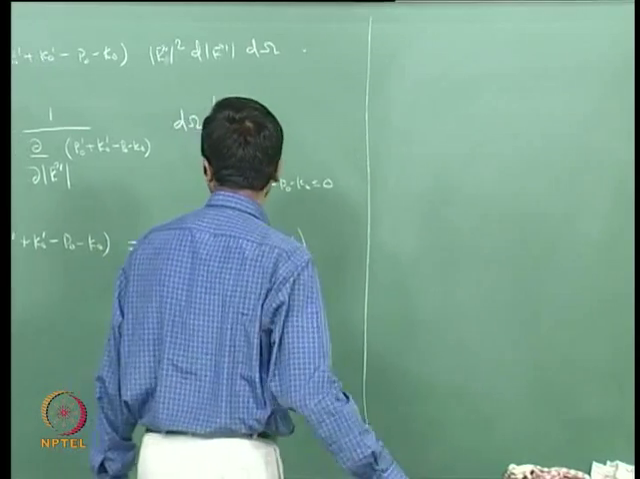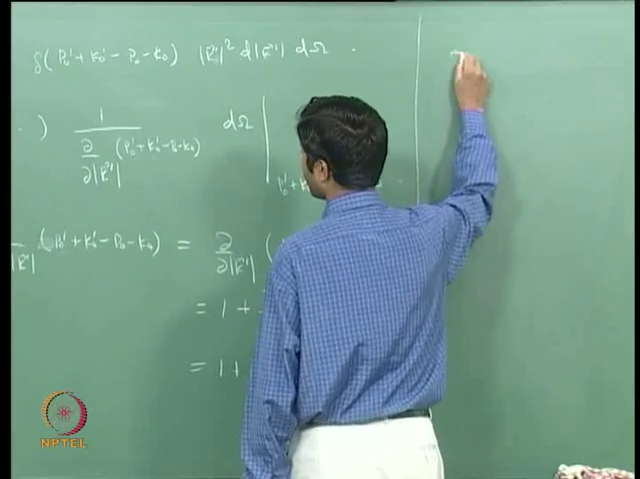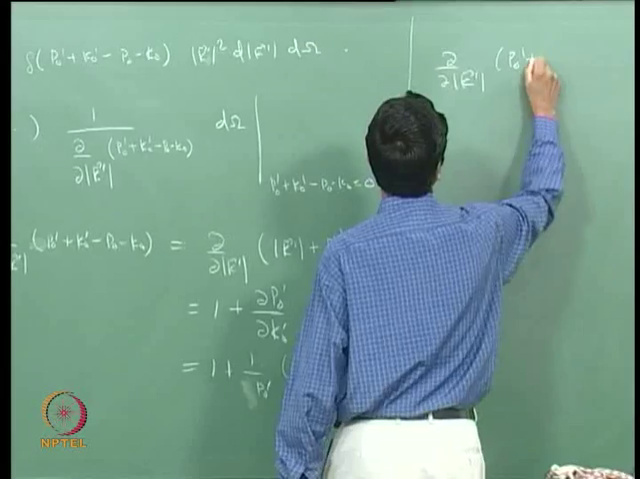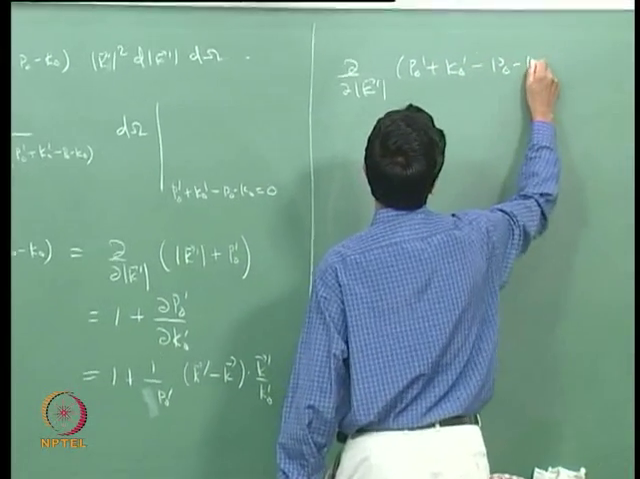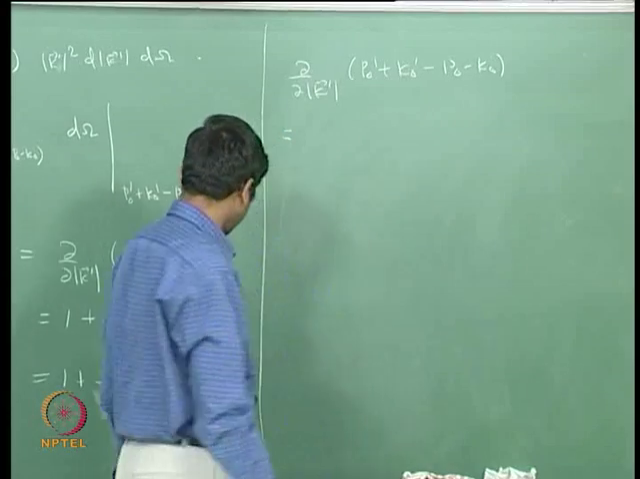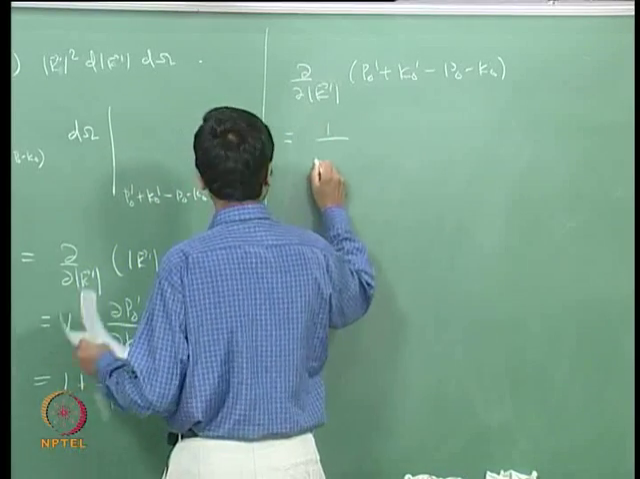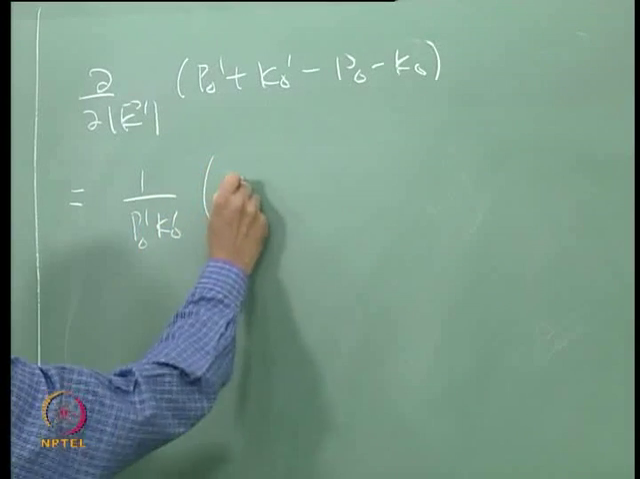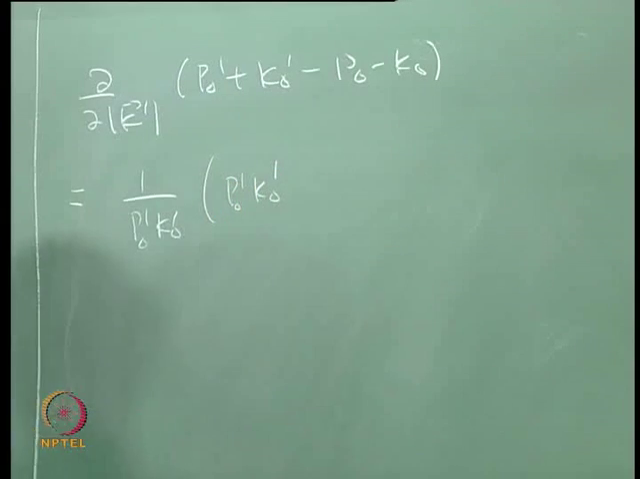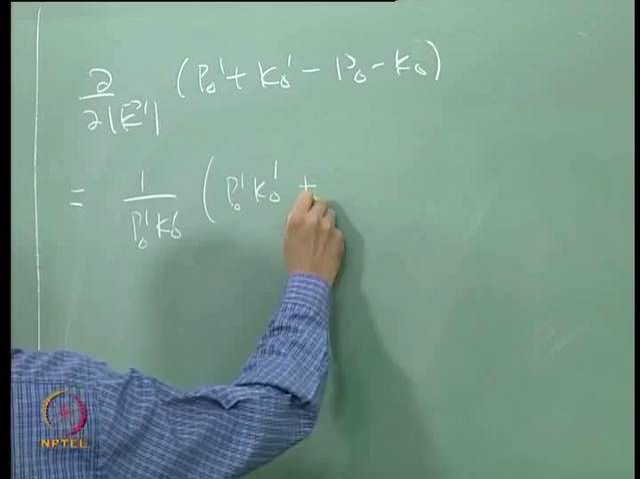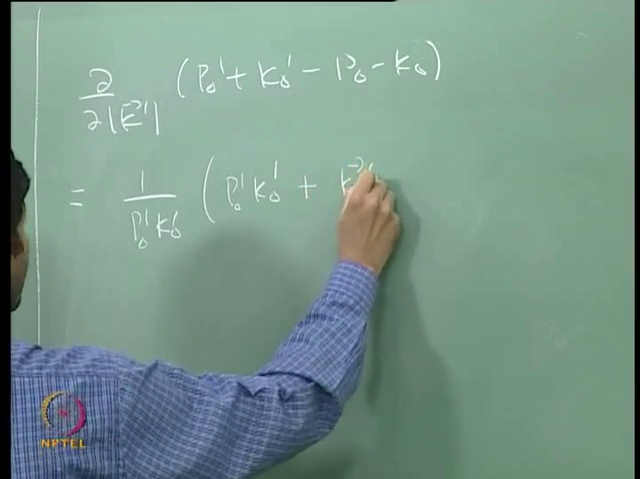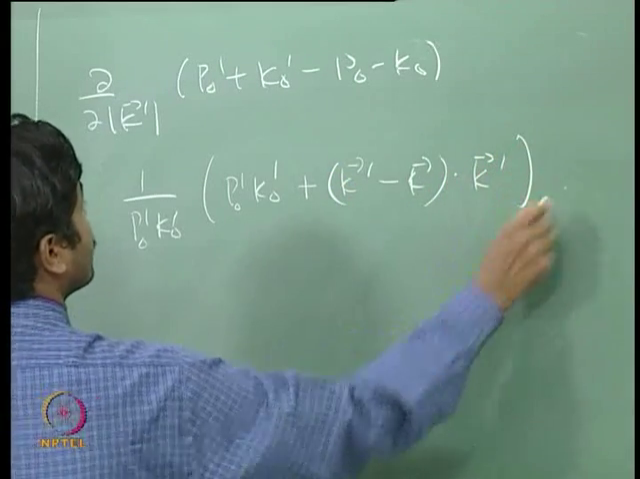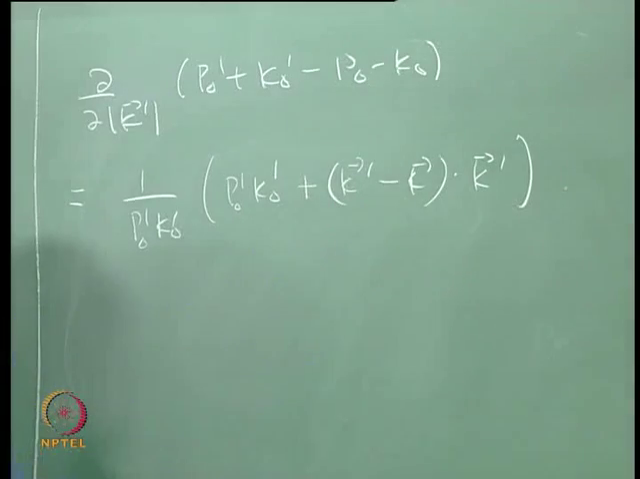Alright, so this quantity now is equal to del over del k prime of p0 prime plus k0 prime minus p0 minus k0, which is equal to 1 over p0 prime k0 prime times p0 prime k0 prime plus k prime minus k dot k prime. What is k prime minus k?